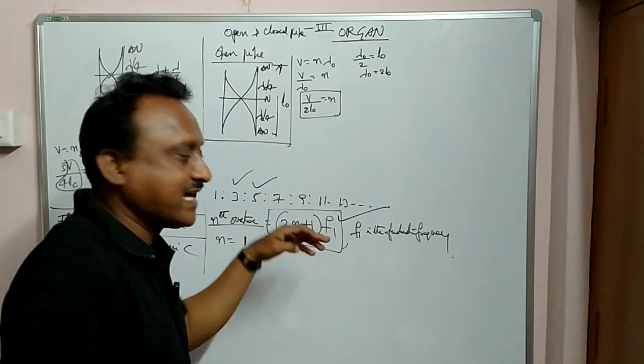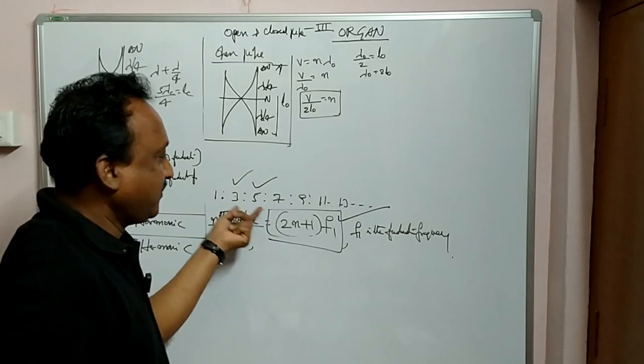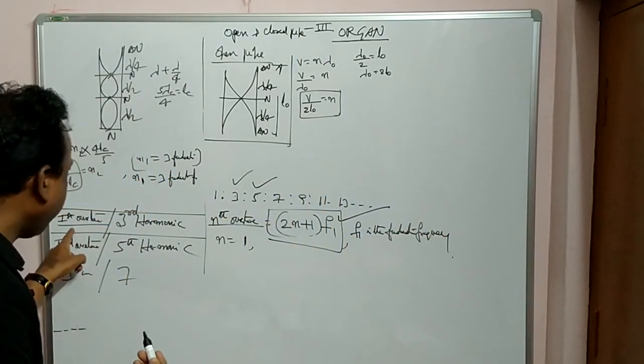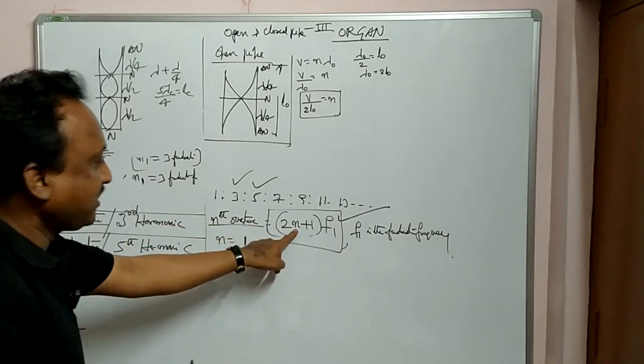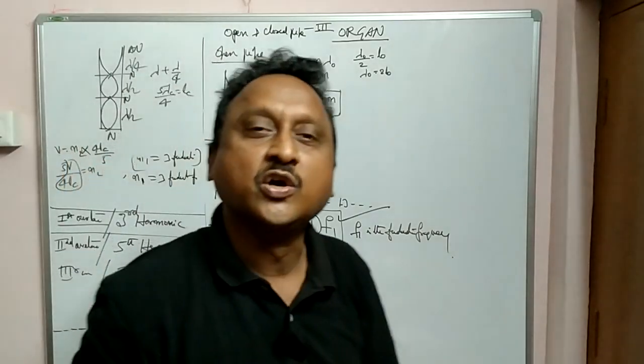Okay? And n is the nth overtone, which is equal to the harmonic, because (2n plus 1) into F1 becomes the harmonic. What is the first overtone? Third harmonic. Put n is equal to 1, you are getting 3F1. So like this it satisfies the equation in the closed pipe.